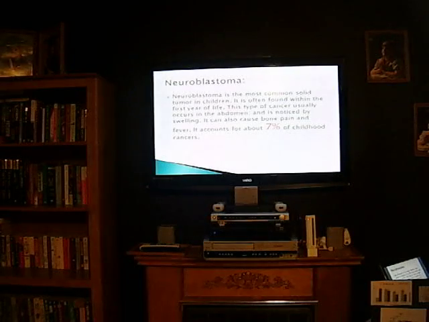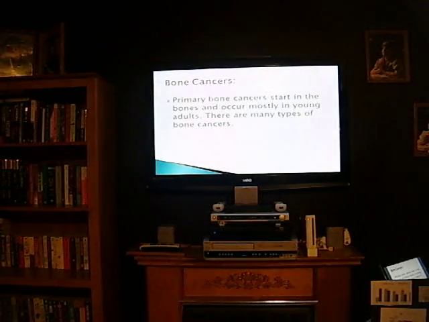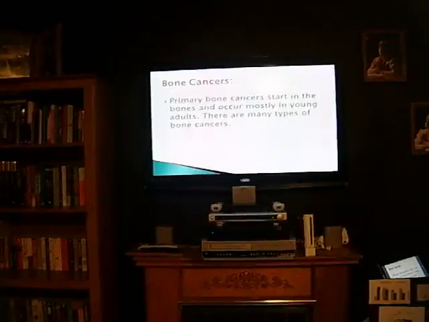Neuroblastoma. Neuroblastoma is the most common solid tumor in children. It is often found within the first year of life. This type of cancer usually occurs in the abdomen and is noticed by swelling. It can also cause bone pain and fever. It accounts for about 7% of childhood cancers. Bone cancers. Primary bone cancers start in the bones and occur mostly in young adults. There are many types of bone cancers.